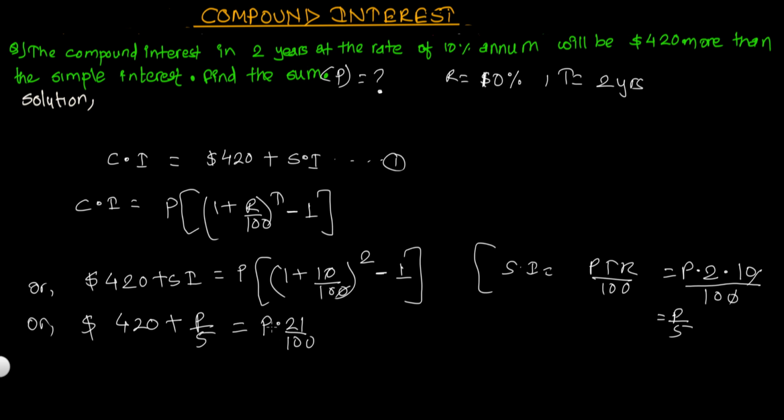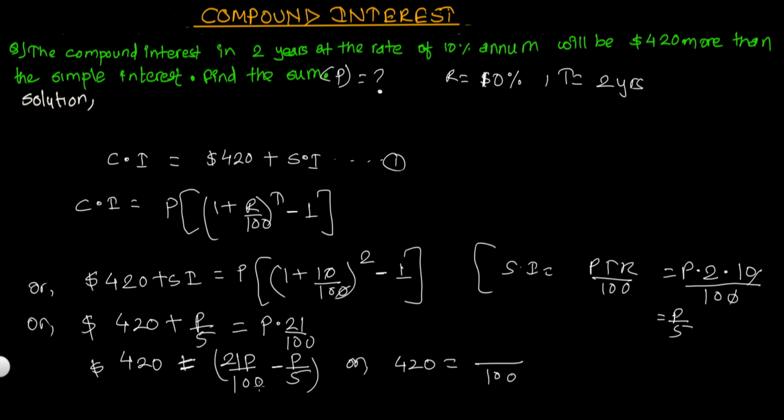If we subtract 21P over 100 from both sides, we'll get 420 plus P over 5 equals 21P over 100, or 420 equals, so we'll have 100 as the LCM on the right hand side, so 21P minus 20P, because 5 times 20 is 100.